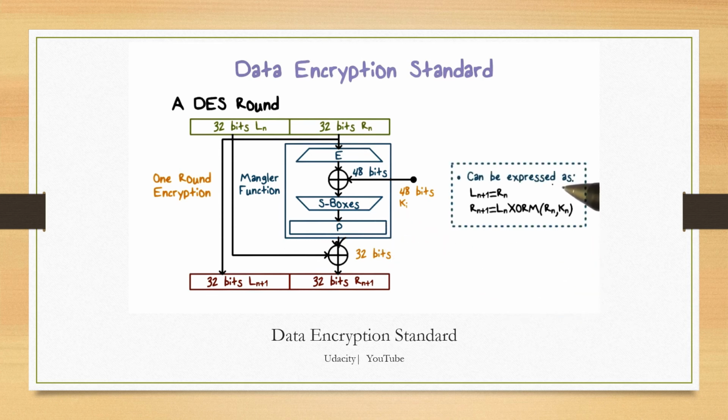We can also use algebra to represent the operations in a DES round. That is, the left half of the output is the right half of the input, and the right half of the output is the result of XORing the left half of the input and the result of a Mangler function, which takes as input the right half of the input and the round key.